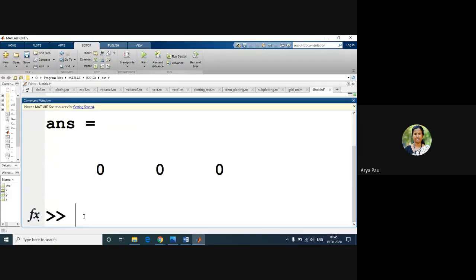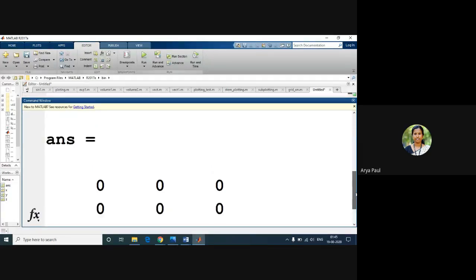Now you create a matrix, zeros of 2, 3. You are creating a matrix of 2 rows, 3 columns, completely zeros. So zeros of 2, 3 gives you 2 rows, 3 columns. This is a matrix.